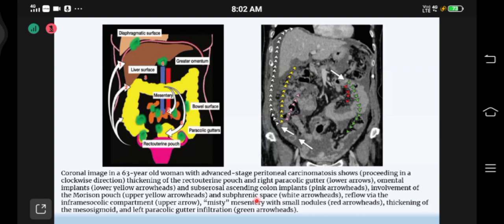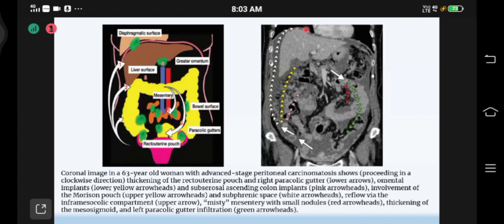For instance, in this particular image, you can see multiple nodular deposits. When we eyeball here and follow the pink arrowheads, these are along the serosal surface of the cecum and ascending colon. Then follow the yellow arrows. Yellow arrows first go into the omentum and then finally get into the hepatorenal pouch and subhepatic space. Then follow these white arrows. They go into the right paracolic gutter, then the perihepatic space and then the subdiaphragmatic space here, right?